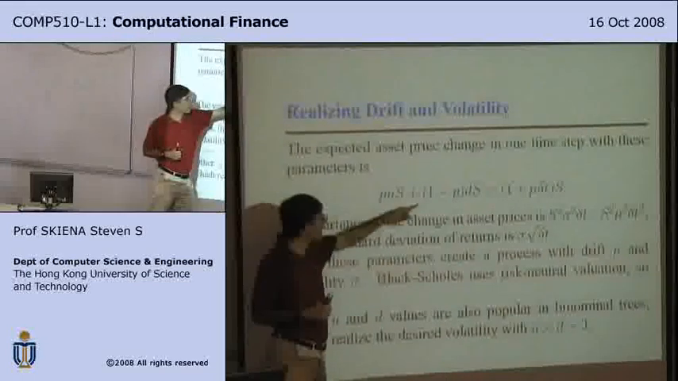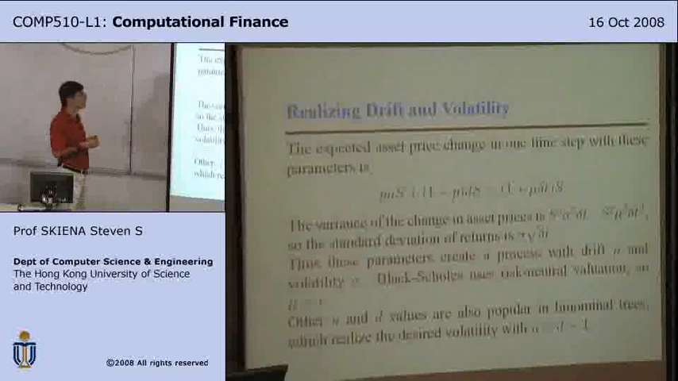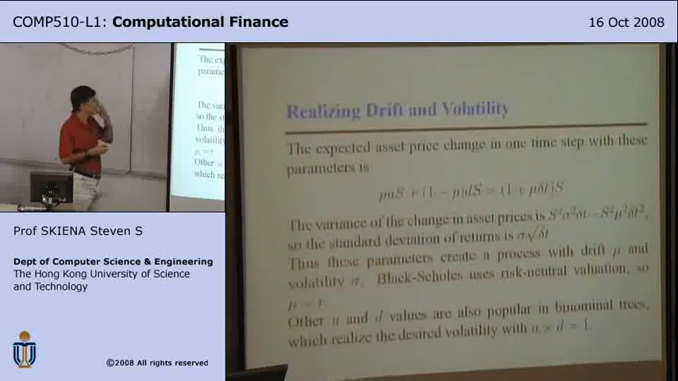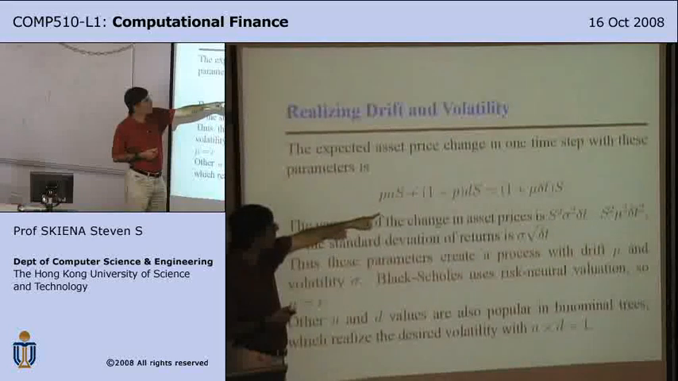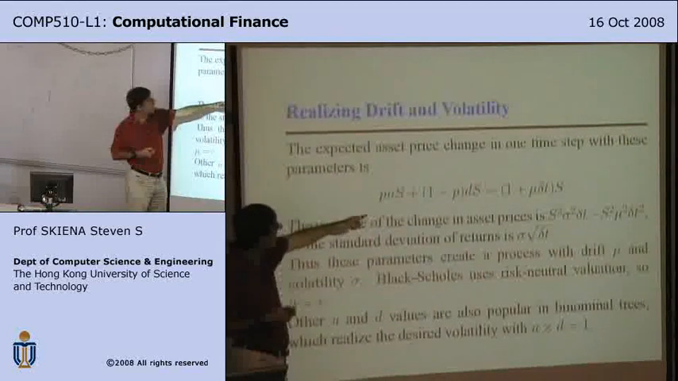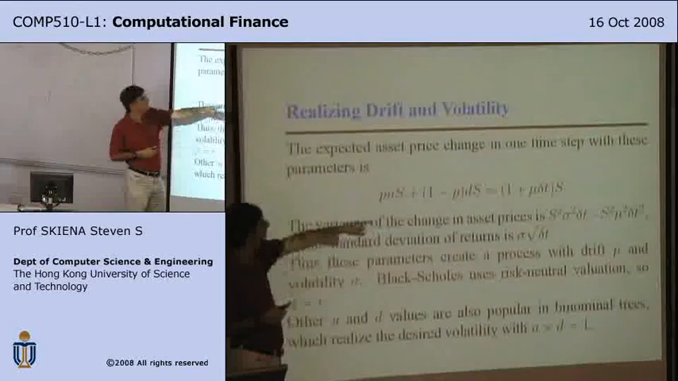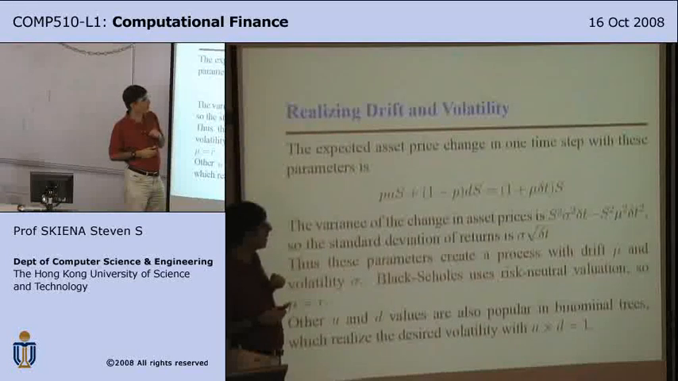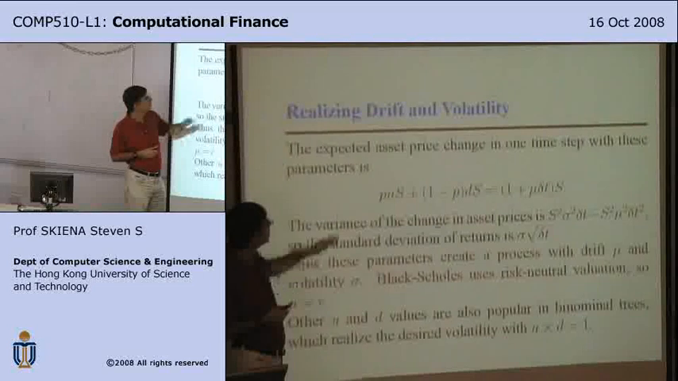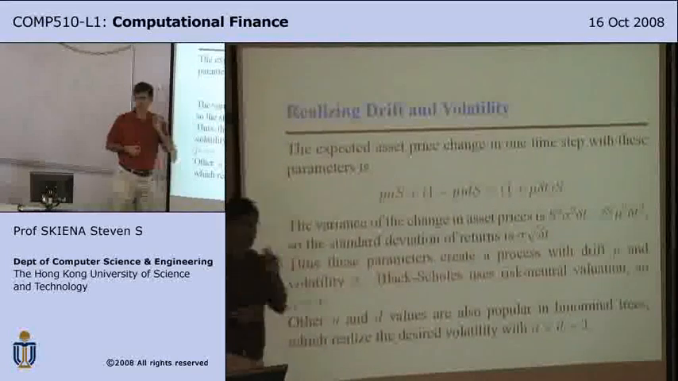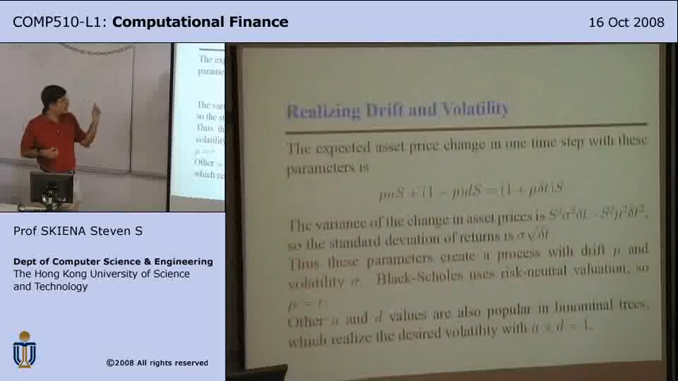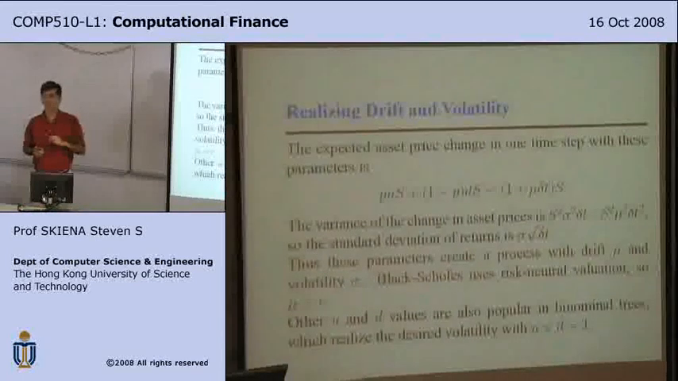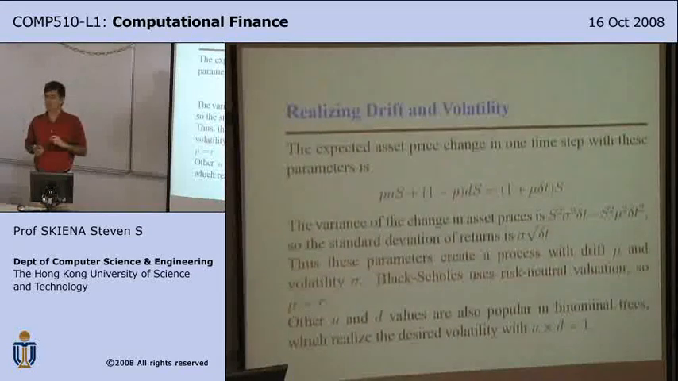If you plug in what the up and down values are, you end up getting, I guess we can do the algebra if you want, but this is actually pretty simple, that the expected change is going to be 1 plus the drift, mu delta t over S. This shows that if you assume that probability distribution and that step distribution, the good thing is that after one time step, the expected amount of drift is exactly governed by this parameter mu, which is what we want it to be. Any questions here?